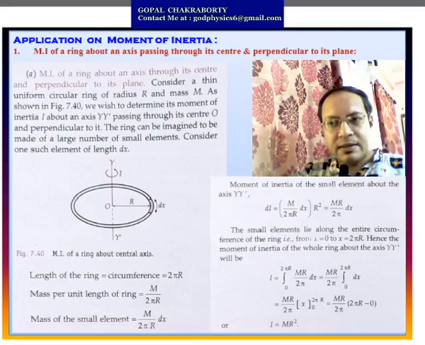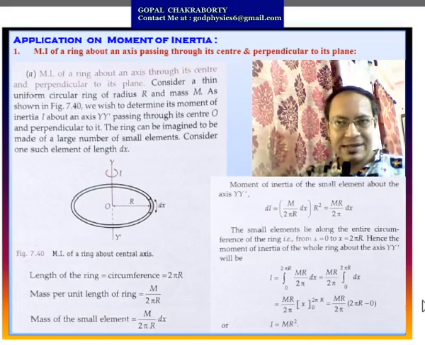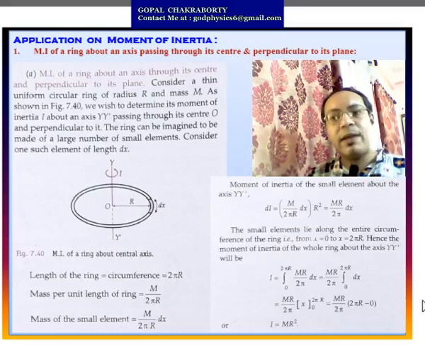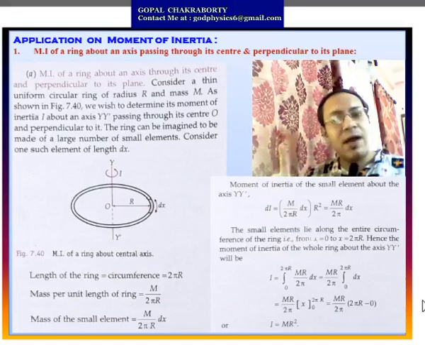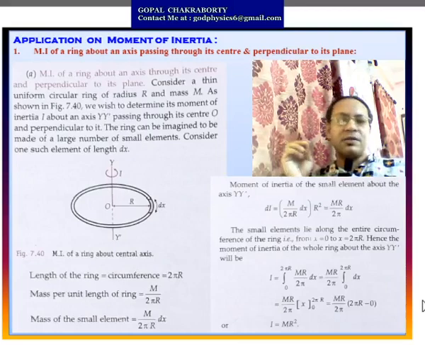So this is our first example: the moment of inertia of a ring about an axis passing through its center and perpendicular to its plane. As per the diagram, you are asked to find the moment of inertia of the given ring about the axis Y dash, because Y dash is the axis of rotation. So how will you solve this problem?